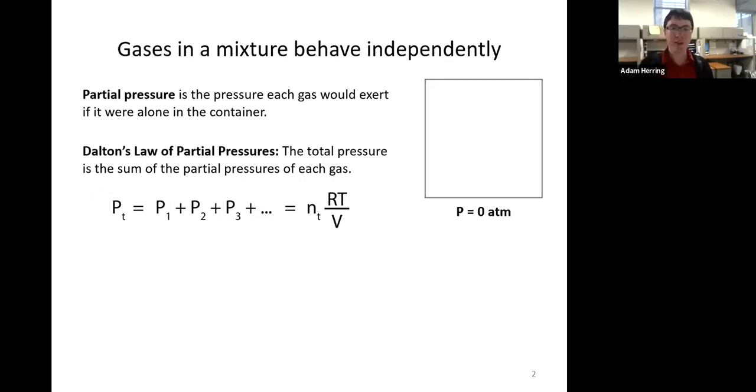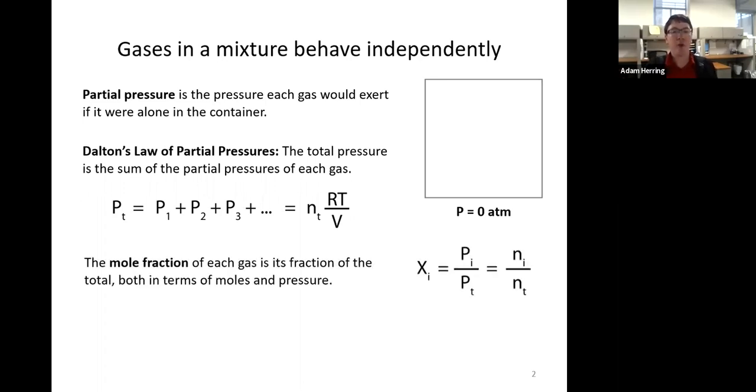And this should make sense because each gas is independent of the others. Then the total pressure is just the sum of the independent parts. Now, we can talk about these gases in terms of their mole fraction as well. And the mole fraction of a given gas or any substance is its fraction of the total. For gases, this is both in terms of moles and pressure. For substances that are not gases, we'll evaluate that only in terms of the moles.